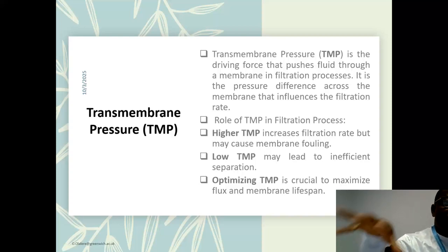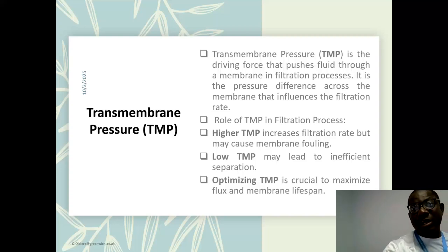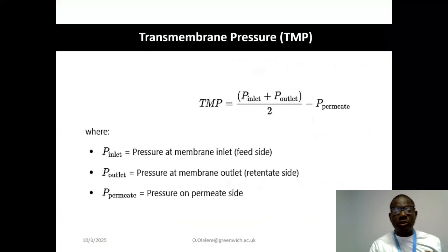The lifespan of that filter will reduce, because it can cause wear and tear, and at the end of the day, the membrane may tear or crack. That's the reason why we need to optimize the transmembrane pressure. What is the meaning of optimization? Optimization has to do with using the right pressure, the right parameter. I mean, it will not be too low and it will not be too high. So that's optimizing. So we need to optimize the transmembrane pressure for us to get a good filtration rate.